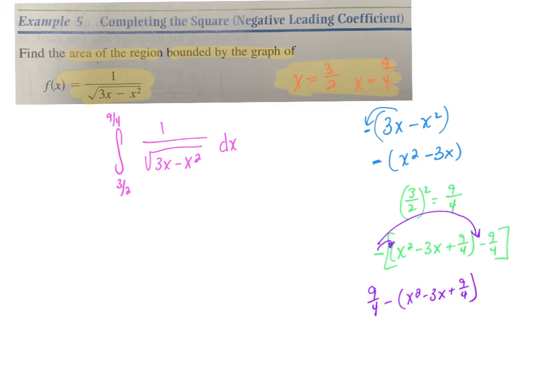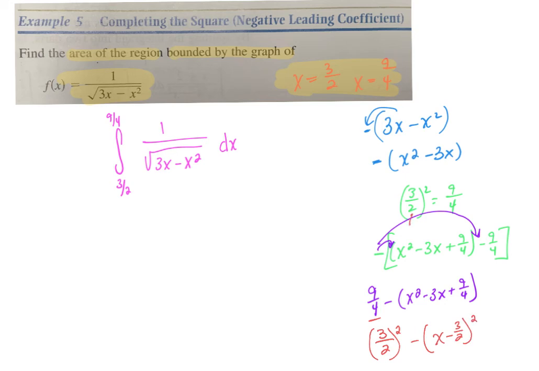And then I'm going to rewrite these. So I'm going to rewrite them as squares. So 9/4 is the square of 3/2, so that's 3/2 squared. Okay? x squared minus 3x plus 9/4 is x minus 3/2 squared. I just did completing the square.